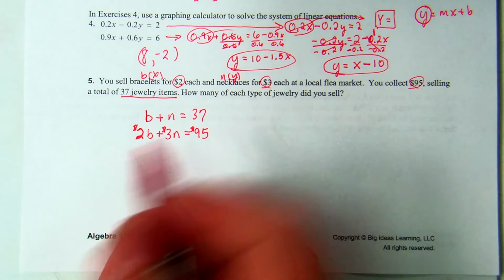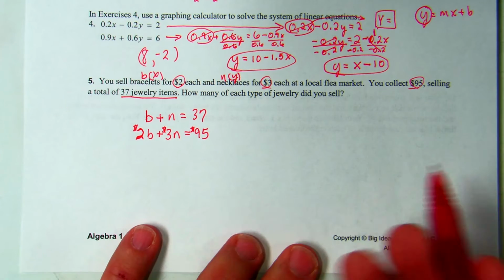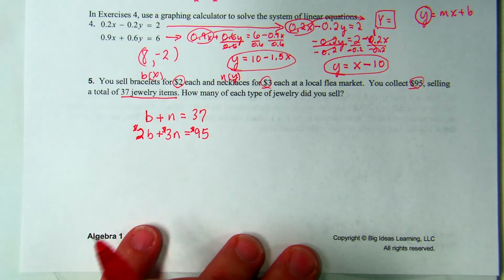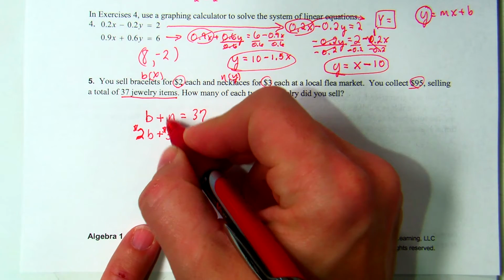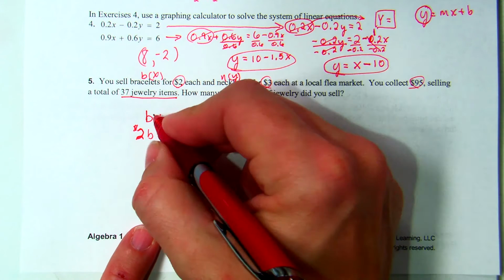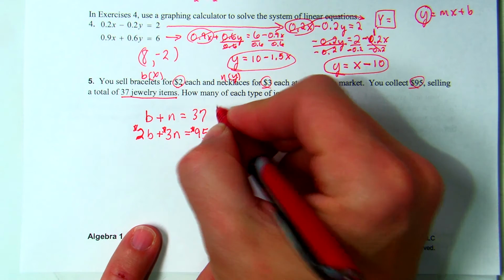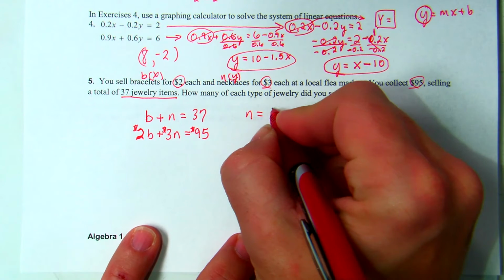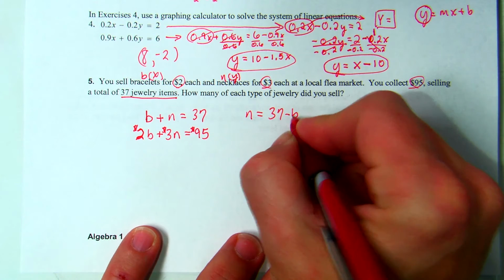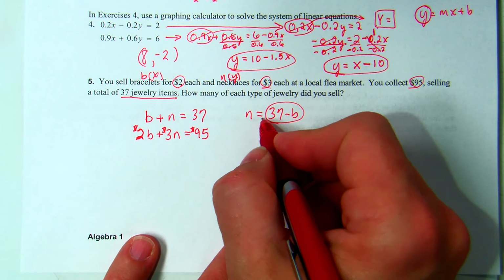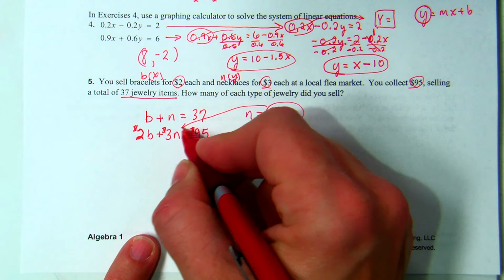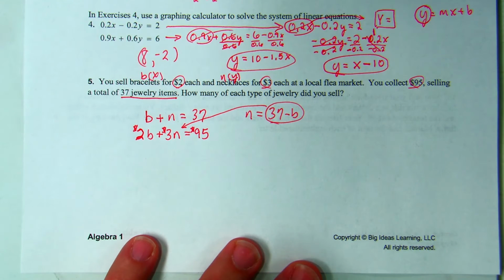We can do this several different ways. We could graph this. We could put it in the calculator. We could substitute. We could eliminate. I'm going to do this by substitution. And I'm just going to solve for n first. So that means I'm going to take my b and move it across. So I'm going to have n is going to be equal to 37 minus b. And I can take that whole expression and plug it in where I see an n in the other equation.